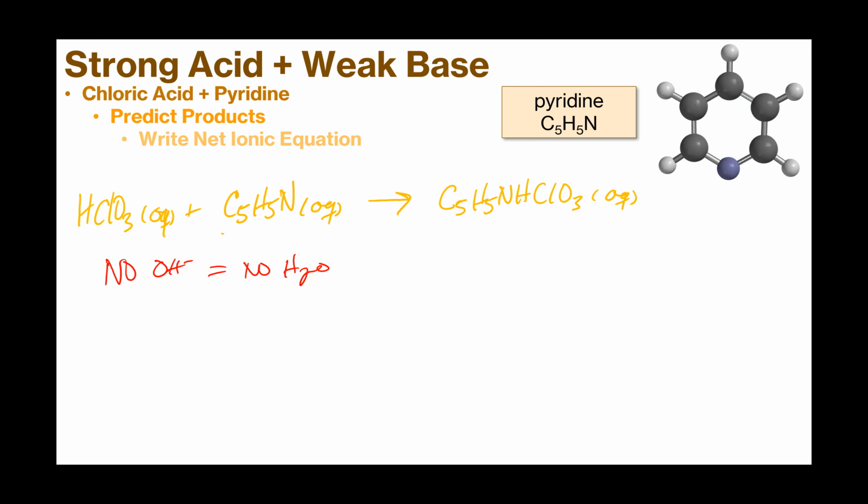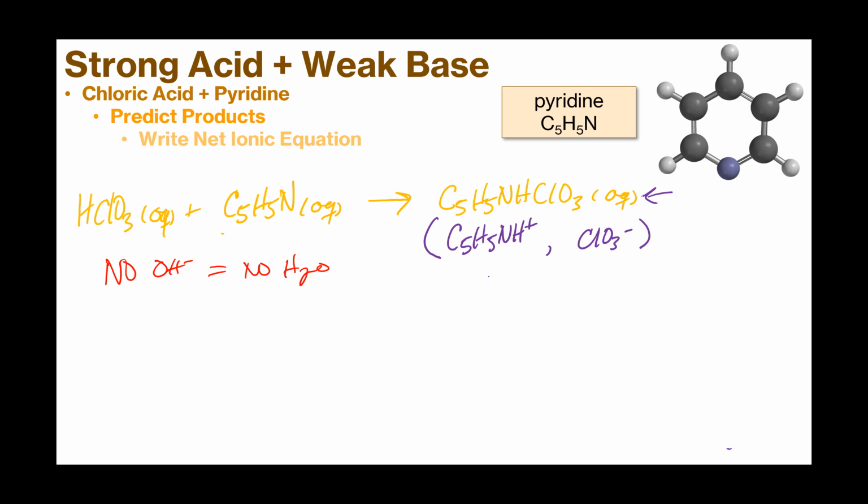This is where it gets a little bit wacky and weird. We don't have water, so there's no hydroxide. All right. What does the net ionic equation for this look like? It looks a little weird, right? This thing that we just wrote, let me switch colors here, is really two ions together, C5H5NH plus and ClO3 minus. Okay, this is an ionic compound that has a weird cation.